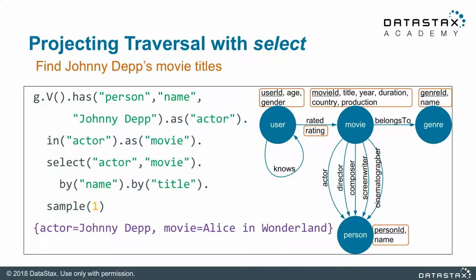So as you can see here, we want to select the actor vertex by their name. Next, the second by modulator is going to apply to the second object that we're selecting in the select step, which is the movie. We can select any property from the movie vertex in the by modulator, but here we just wanted to look at the movie's title. And finally, let's take a look at one of the results, and you can see here that we have the key actor with the value Johnny Depp and the key movie with Alice in Wonderland.